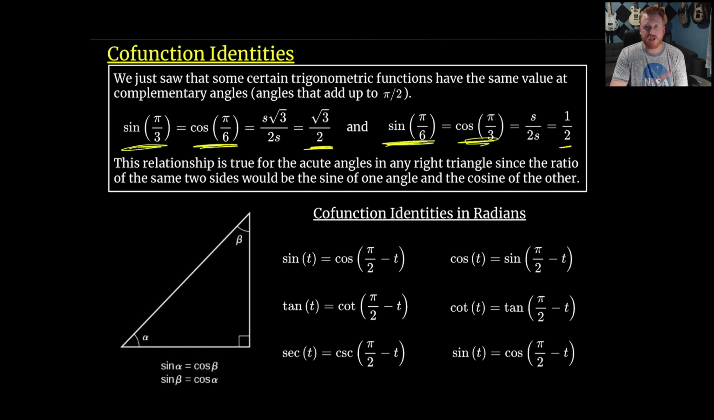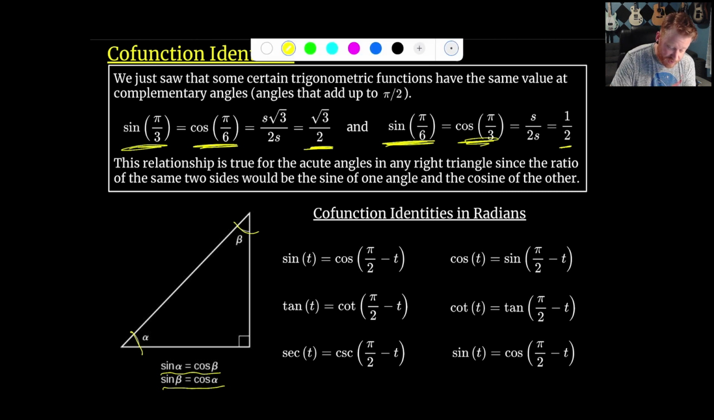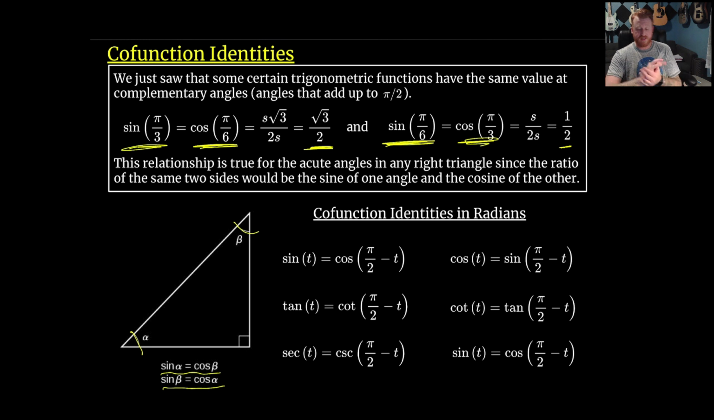So we get these cofunction identities: if we've got these angles alpha and beta, the sine of alpha will always be the cosine of beta, and vice versa, the sine of beta will also be the cosine of alpha. Here we have the cofunction identities written out in radians, but I want these to make sense. You could just memorize these and remember that it's always pi over 2 minus t.